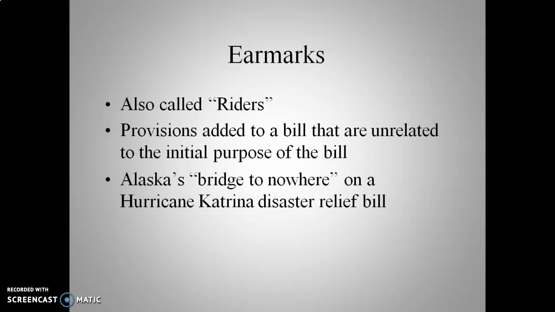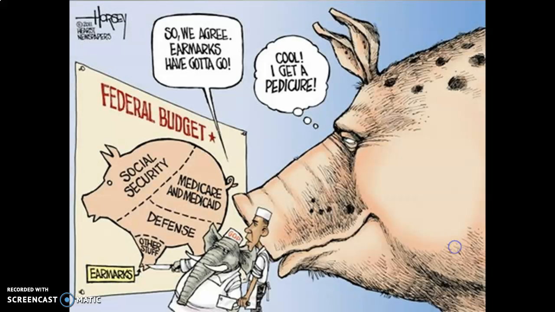So that's an earmark. They're really just intended to bring money and jobs to a state or to a district that's unrelated, though, to the bill that the rider appears on. And we call this kind of spending pork barrel spending. These riders or earmarks result in pork barrel spending, which is spending that favors a particular district.